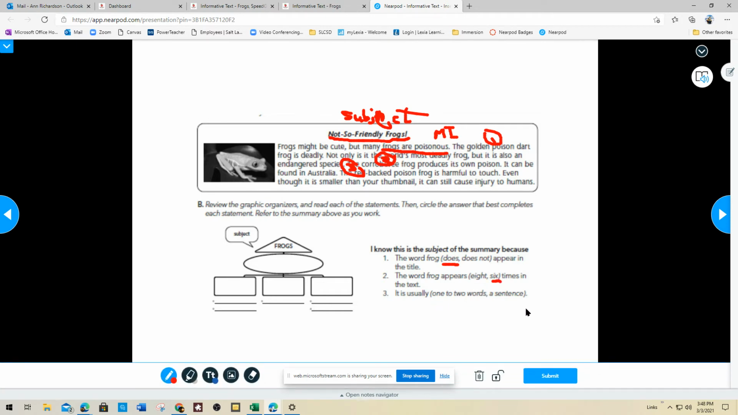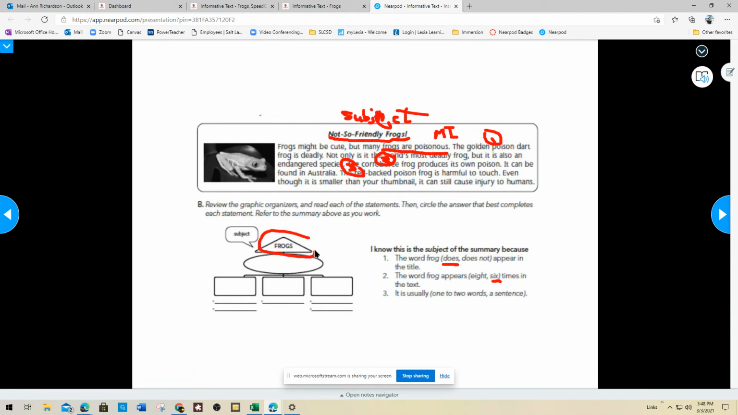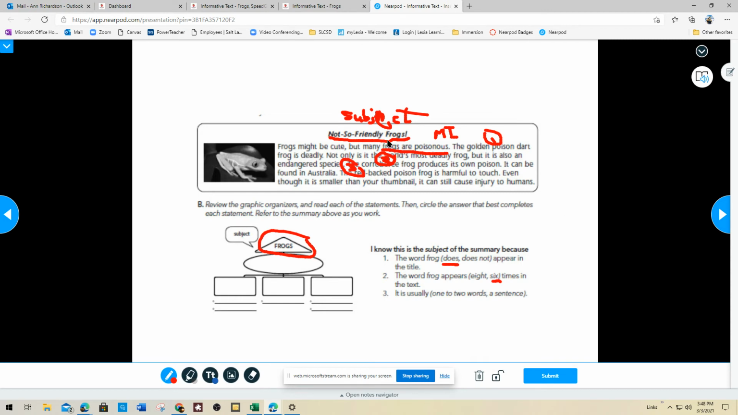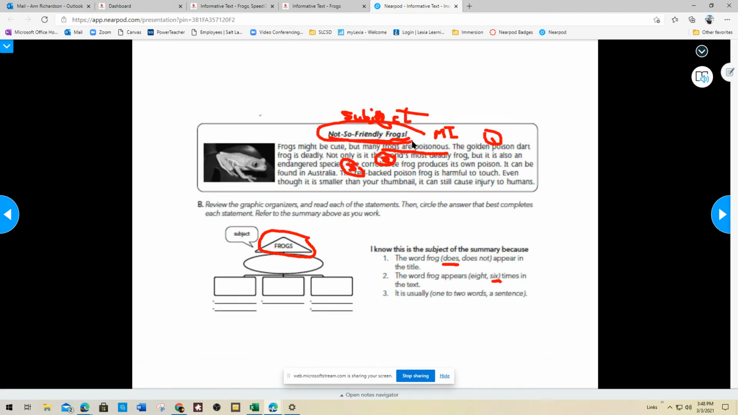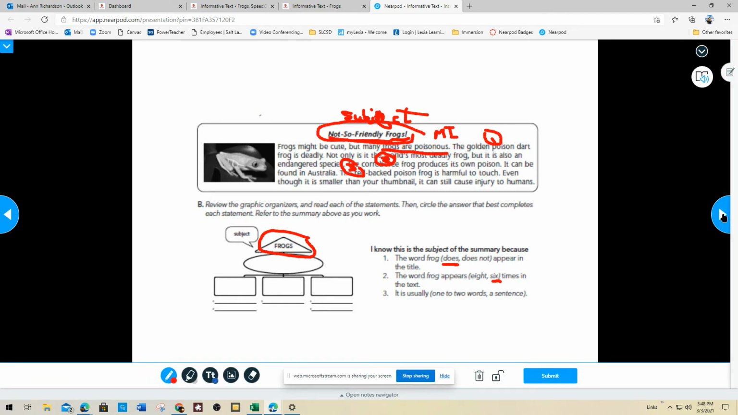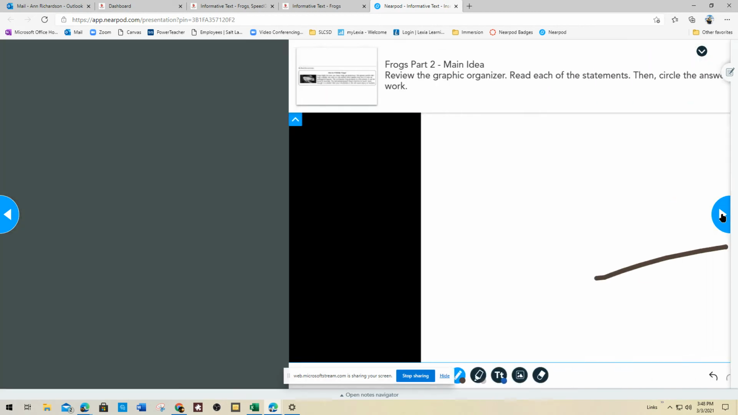Okay, it is usually 1 to 2 words or a sentence. Believe it or not, a subject is going to be short, so you want to keep it short. And notice at the very beginning, is that 1 to 2 words or is it a sentence? 1 to 2 words or a sentence. Okay, let's move on to the next one.